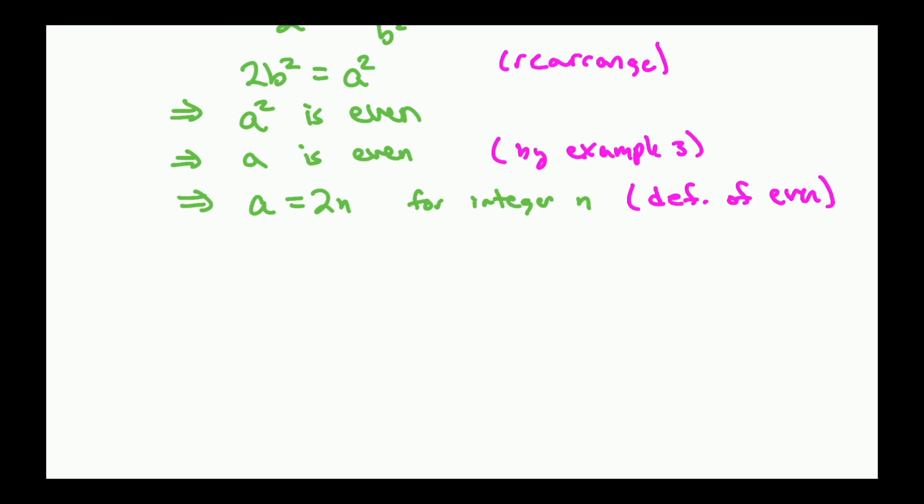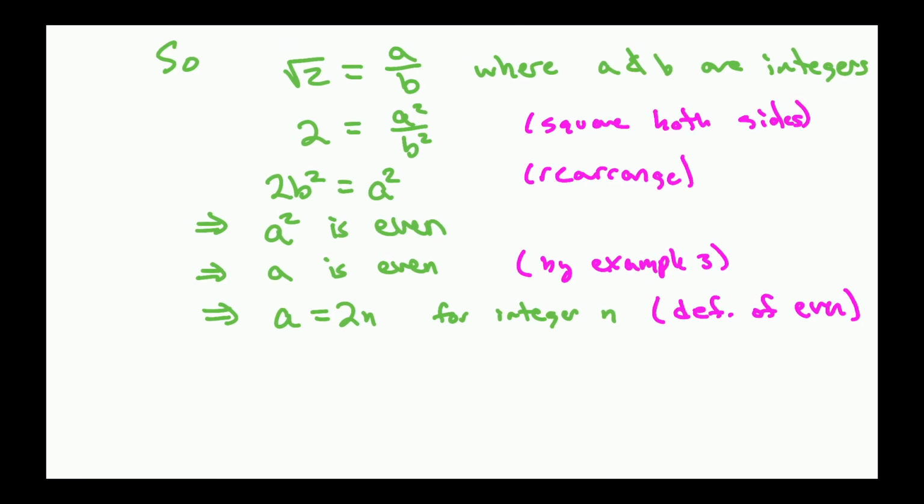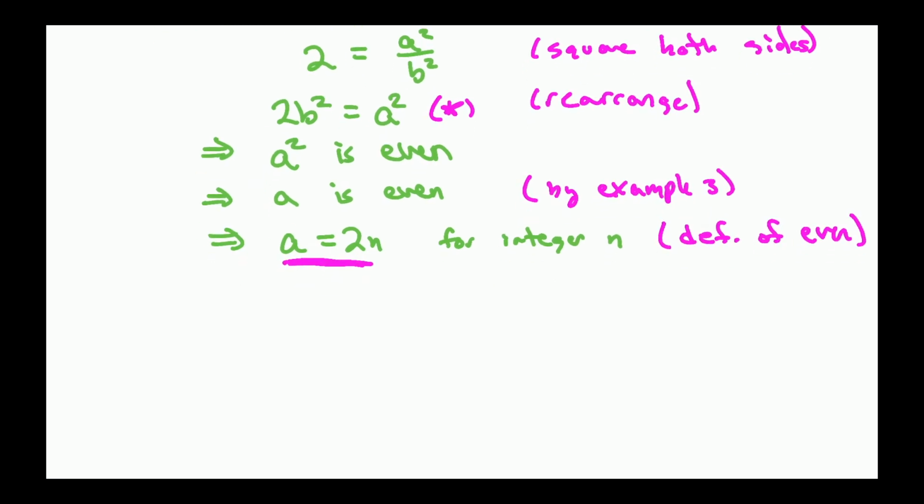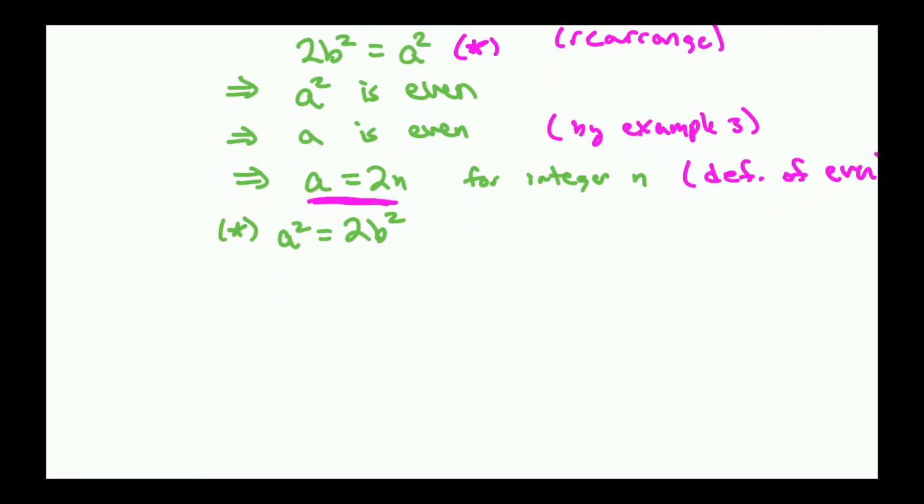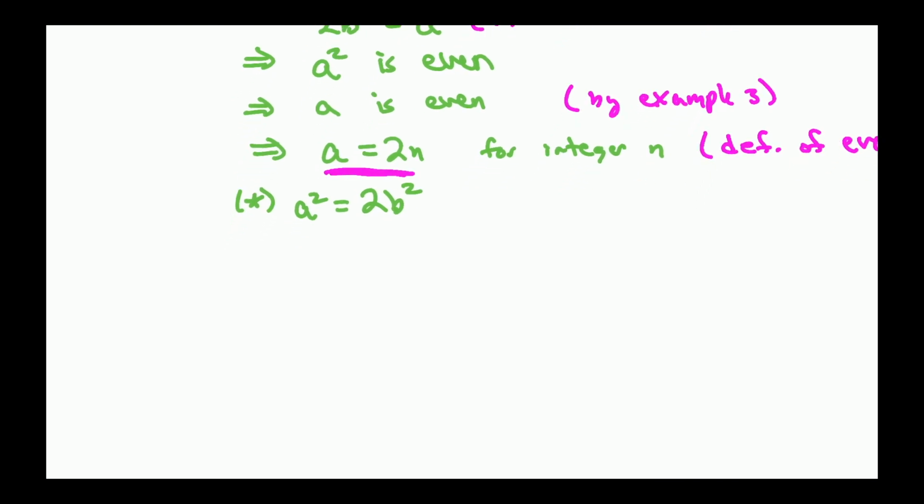So a is 2n. Now what I'm going to do here is go back to a previous line, like this line right here, the little star there. I'm just going to put a little star here. That star said a squared equals 2b squared, and then we're going to put in a equals 2n.